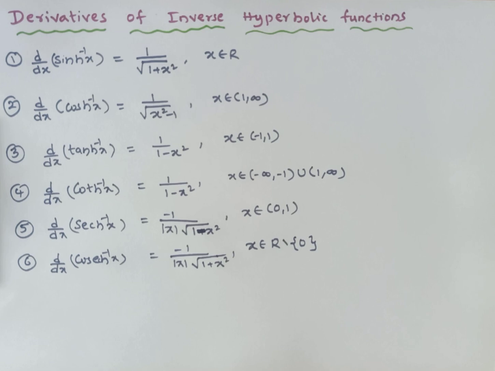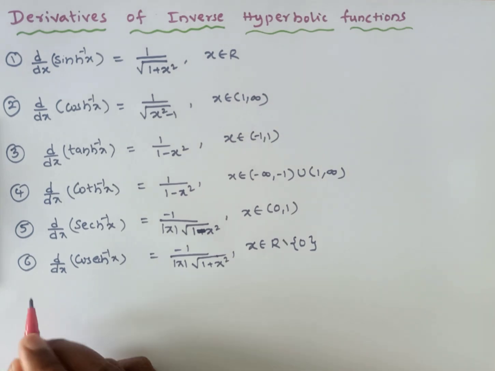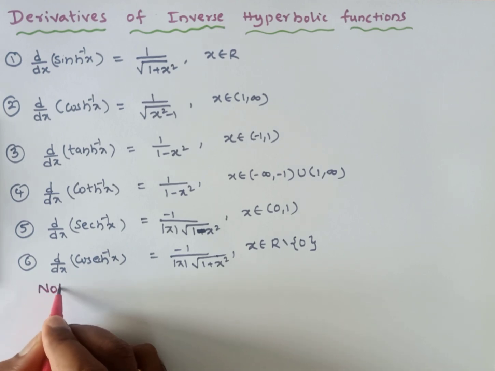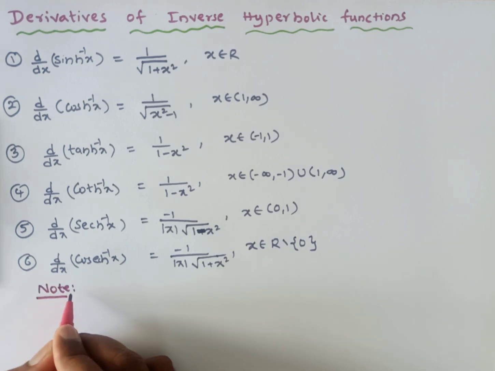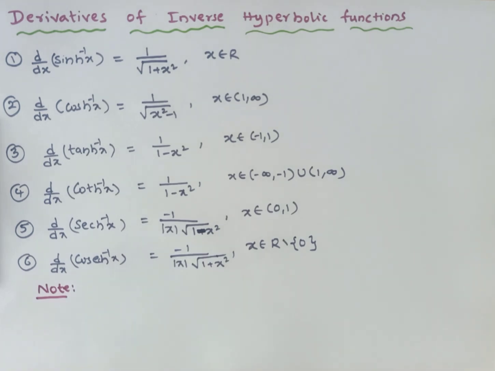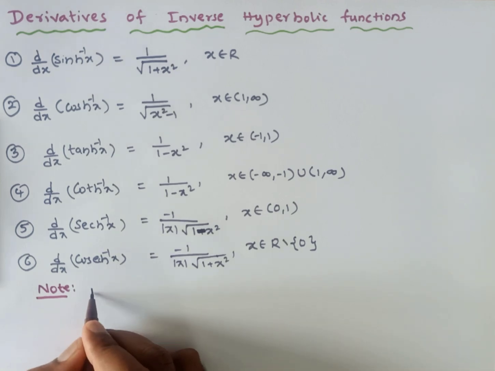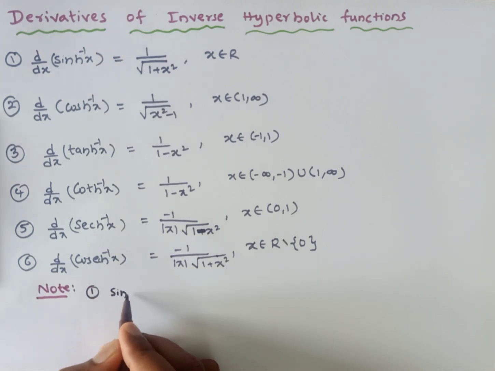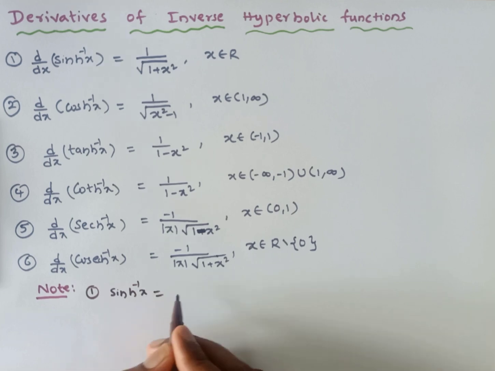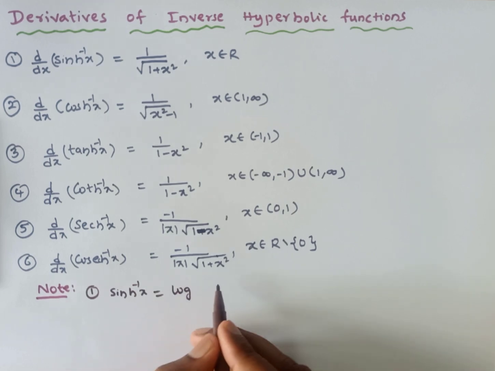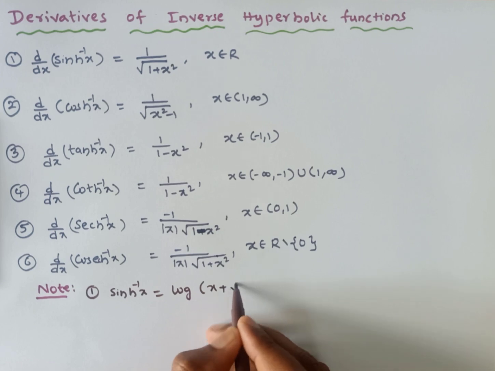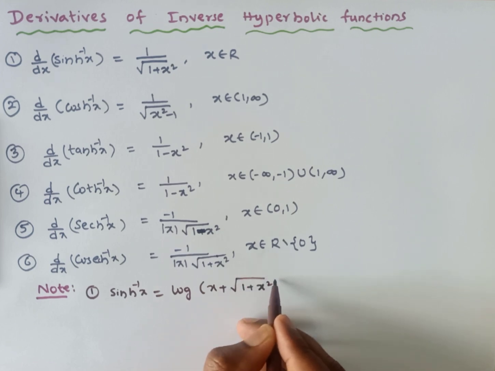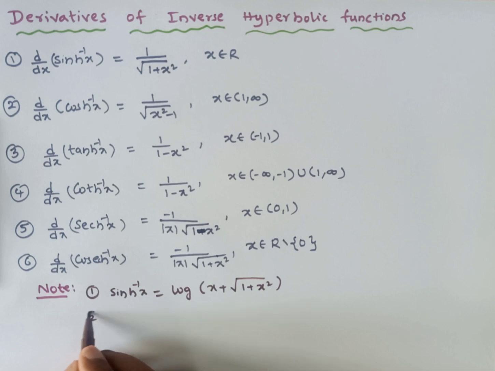Now we have seen some formulas in hyperbolic functions, the relation between inverse hyperbolic functions and logarithmic functions, right? So number one, sinh inverse of x can be written as the logarithm of x plus square root of 1 plus x square. Now the second one is cosh inverse of x.